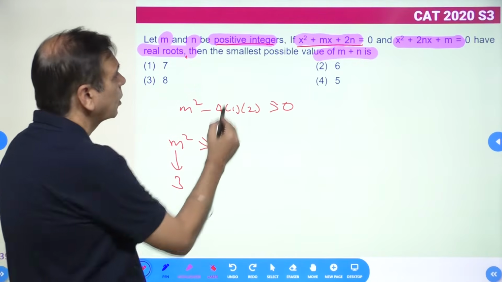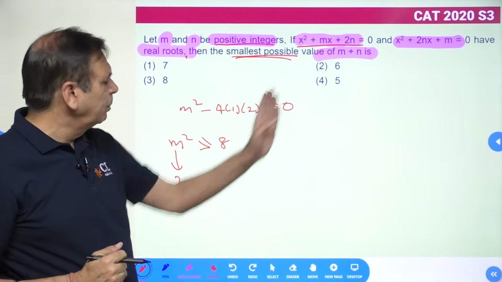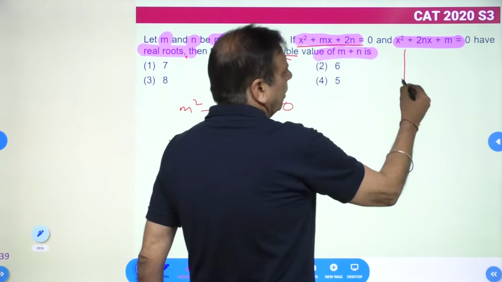Why am I looking for the smallest possible value? The question says it wants the smallest value, right? Question says smallest value of m plus n. So for me the smallest value of m is 3. Okay, now let's come to the second equation.